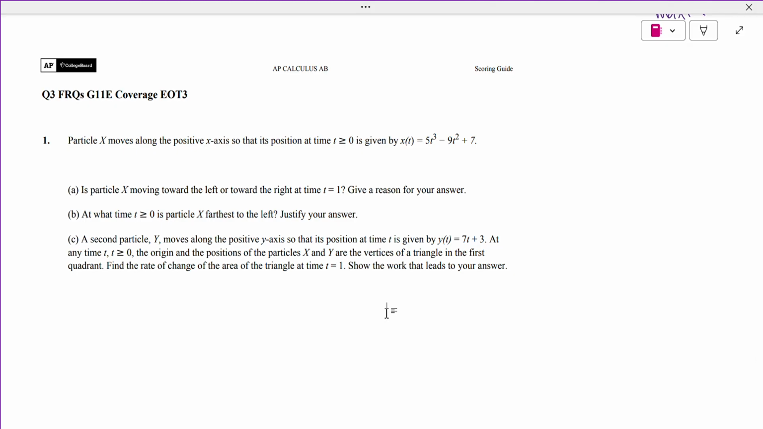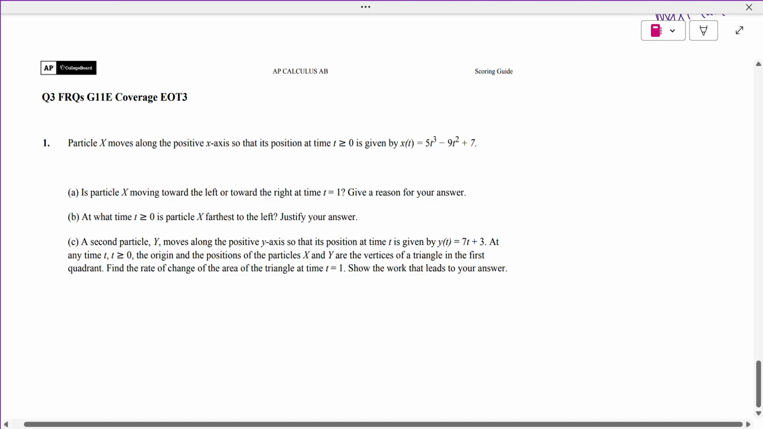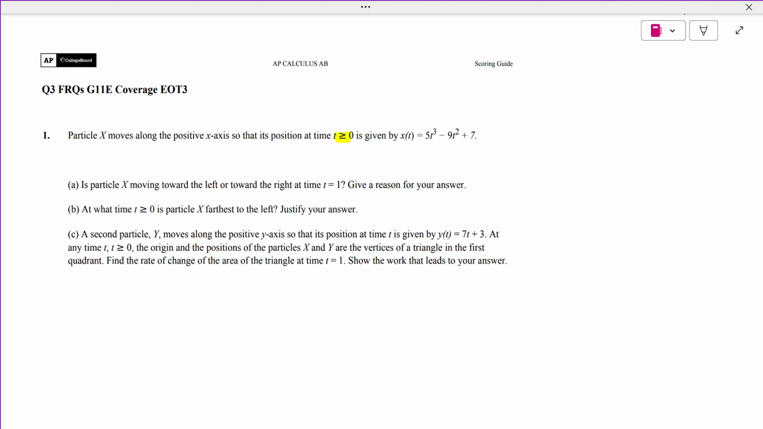In this video I will be solving question 3 of a grade 11 elite coverage for this term. It says particle X moves along the positive X axis, so that its position at time t is bigger than or equal to 0 is given by x of t equals 5t cubed minus 9t squared plus 7. The particle is moving along the positive x-axis, so the direction can be right or left along the positive x-axis.